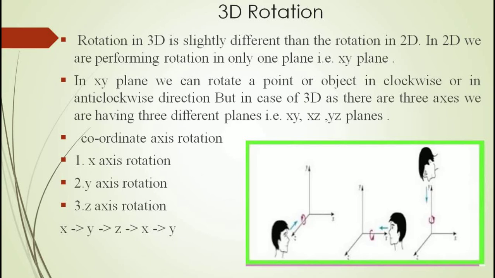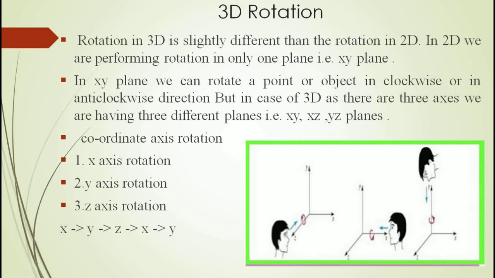But in case of 3D, as there are 3 axes, we have 3 different planes, that is XY, XZ and YZ planes. So here in the XY plane, we can rotate the point or object. As we discussed previously in 2D rotation, there are 2 types, that is clockwise and anti-clockwise direction.